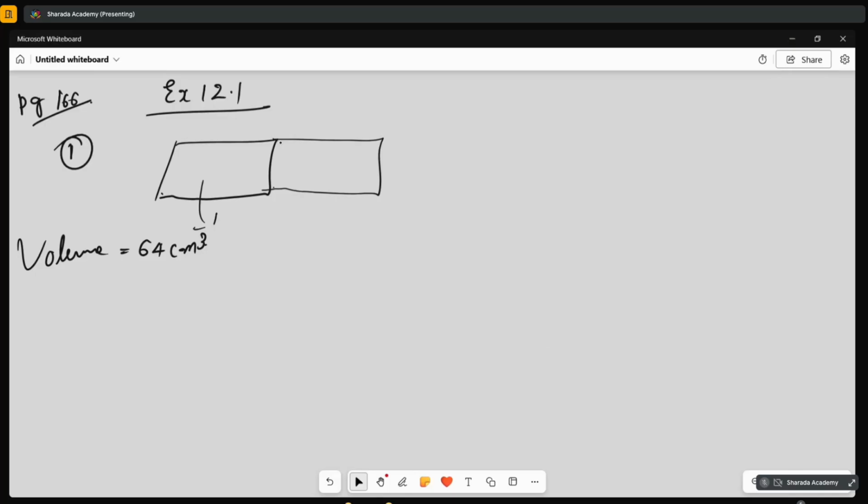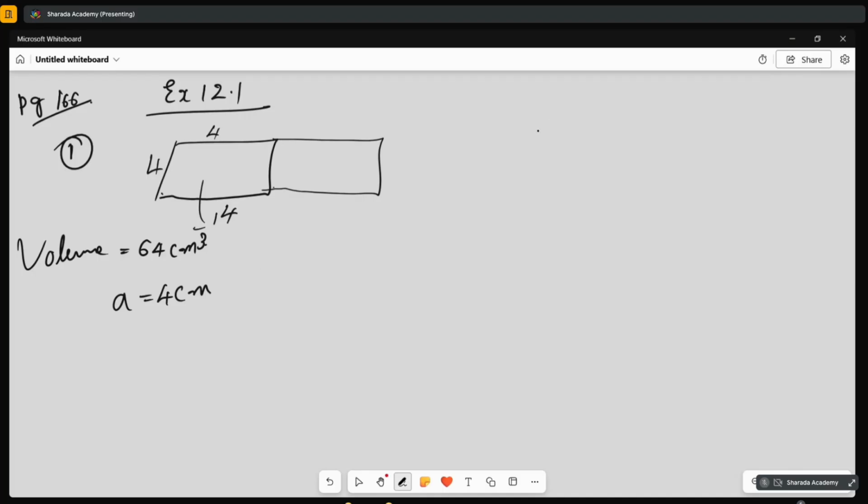Try this problem. So the volume is 64, so each side is 4 centimeter. A is equal to 4 centimeter. Now, when I join the two cubes, what will be its area? To find the area, think that if I want to wrap this thing, what all area will I be able to wrap? You have to think like that.